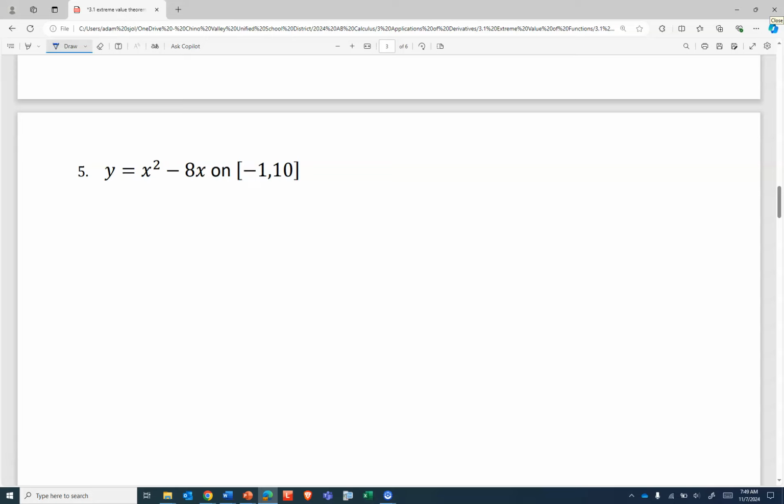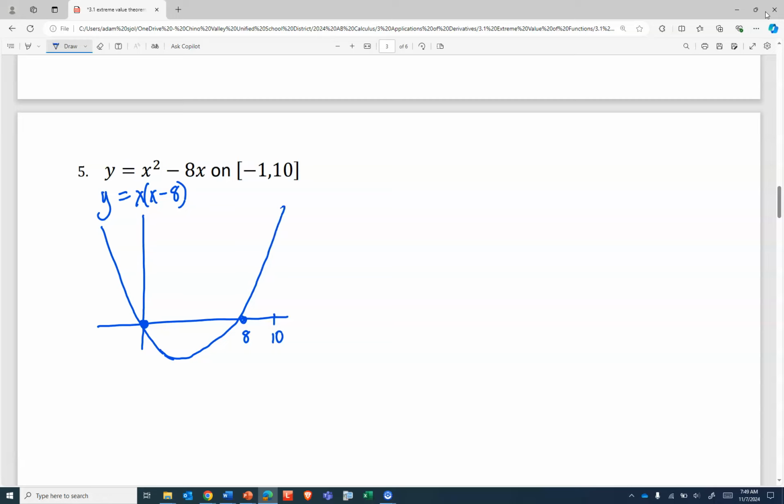Will x squared minus 8x have a maximum and minimum? Sure. Let's see, x squared minus 8x, negative 1 to 10. Has a 0 at 0, has another 0 at 8. 10 is over here, and we're expecting a parabola. Negative 1 here. So I'm expecting the minimum to be at x equals 4, just using pre-calculus stuff, and the maximum to be at x equals 10.